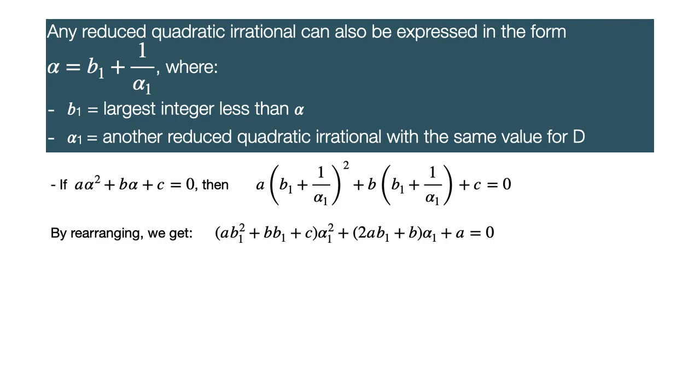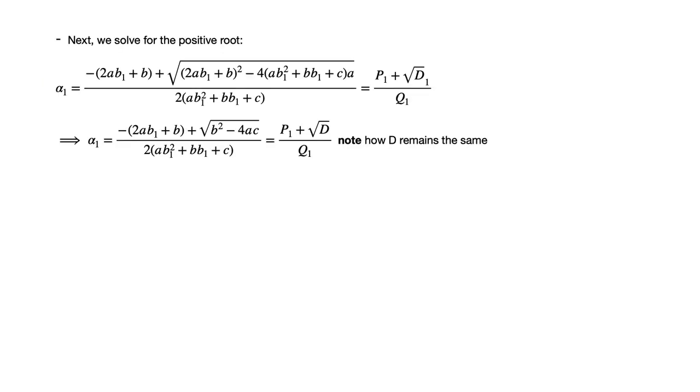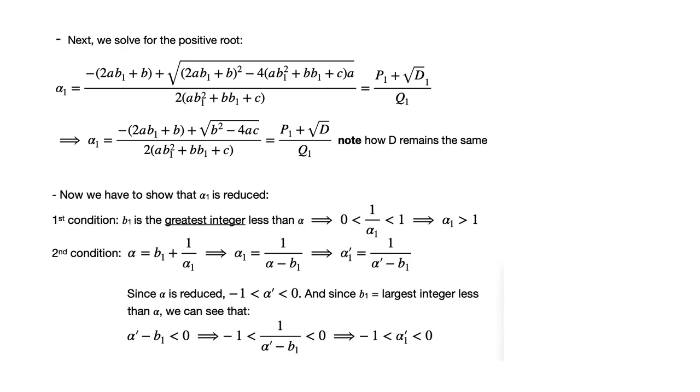So we're going to start from the quadratic equation that alpha satisfies, and we sub in the definition for alpha. Next, we rearrange this equation and get another quadratic equation that alpha 1 satisfies. Next, we solve for the positive root, and after rearranging, we can see that inside the square root, we still have b squared minus 4ac, so d remains the same, but p and q are different. Now we have to show that alpha 1 is reduced.